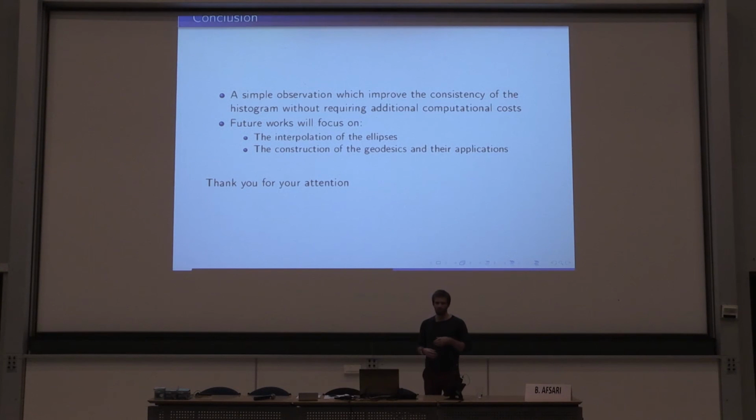And our future work will focus on the question of interpolation of the ellipses. So to really understand what it depends on, is there a better set of parameters to interpolate the ellipses? And also on the construction of longer geodesics in the Riemannian perceptual metric, because density estimation does not rely on long geodesics, but many different applications in image processing do, like averaging.